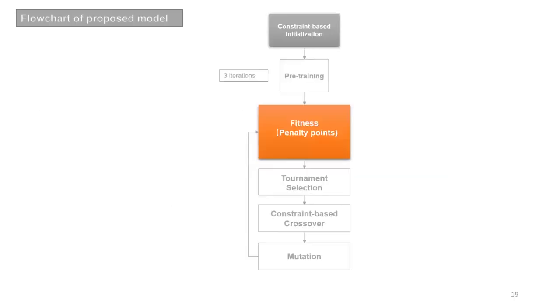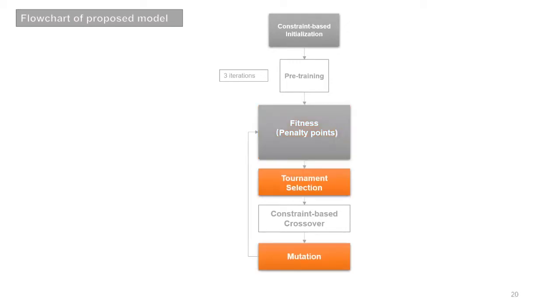And then about the fitness evaluation, we have mentioned before in the proposed problem, we use the penalty point system. Okay, so if a solution goes against any constraint, a penalty will be given. Then we want to find a solution with the smallest penalty point. So that's the fitness evaluation.